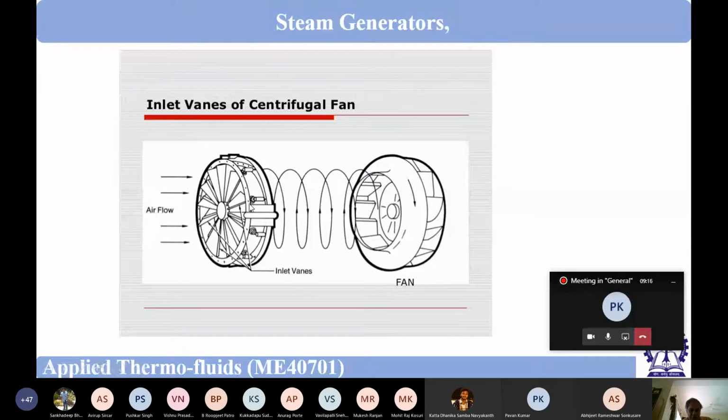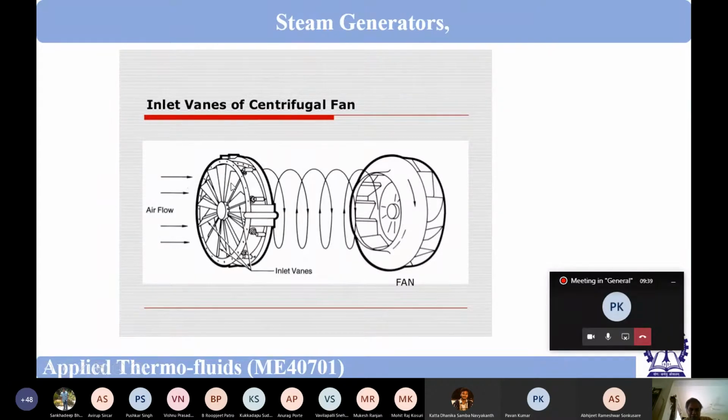These kind of vanes are used. The purpose of this vane is to guide the air at the inlet. And not only that, whenever it is needed, these inlet vanes are actually movable vanes. They are not stationary vanes. If it is stationary, then it is only guiding the airflow. But they are movable vanes.